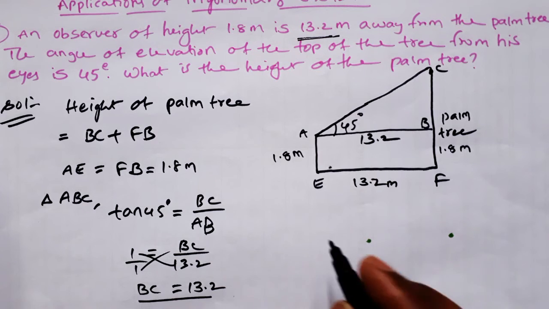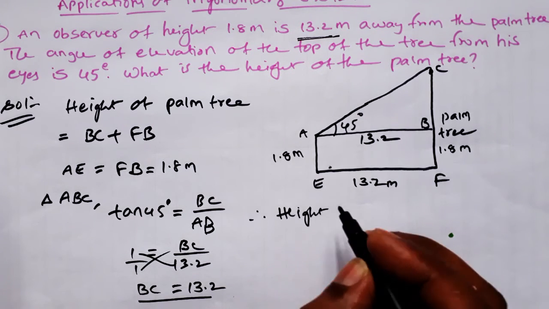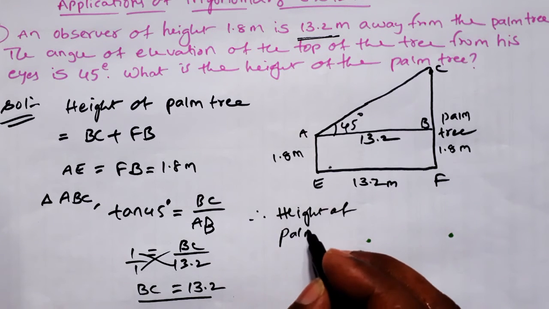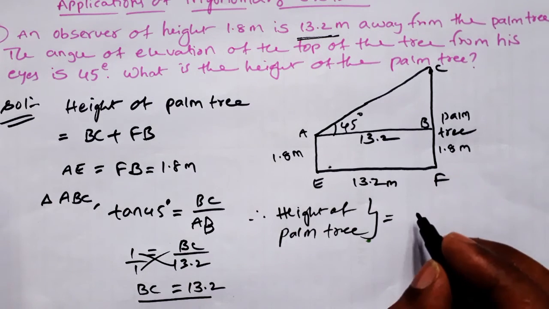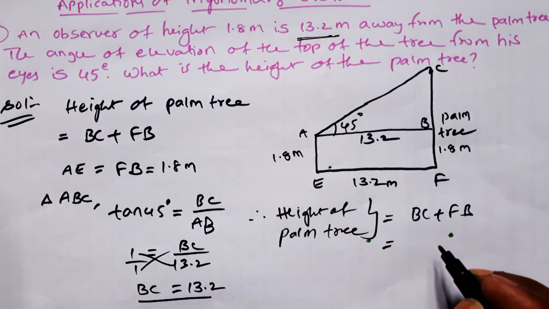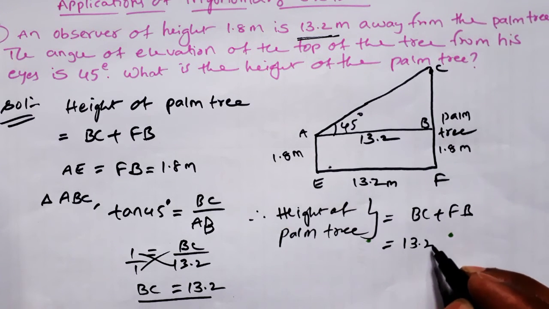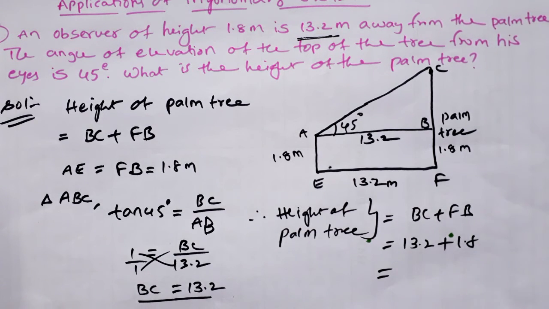Now we can write what is the height of the palm tree. Therefore, height of palm tree equals, what is the answer there? BC plus FB. What is BC? BC is 13.2, plus what is FB? FB is 1.8. So 13.2 plus 1.8, how much will we get? We will get 15.0, nothing but 15 meters.